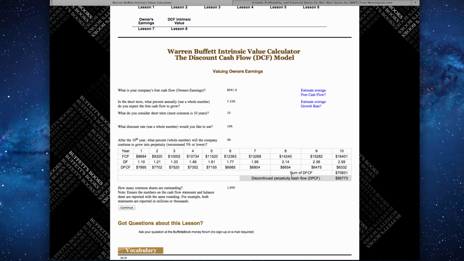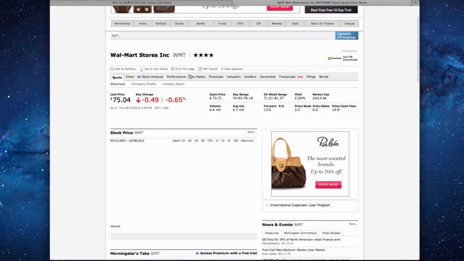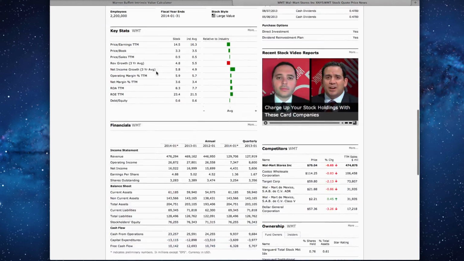And so once we have all those cash flows summed up, the last step is we have to figure out how many shares are currently outstanding in the company so we can divide it by all those cash flows and figure out what the intrinsic value is per share. Okay, so in order to find that number, we can go back to our window that we already had opened on Morningstar, and you're going to go over here to where it says quote, and you'll click there, and it's going to bring up the quote for Walmart.